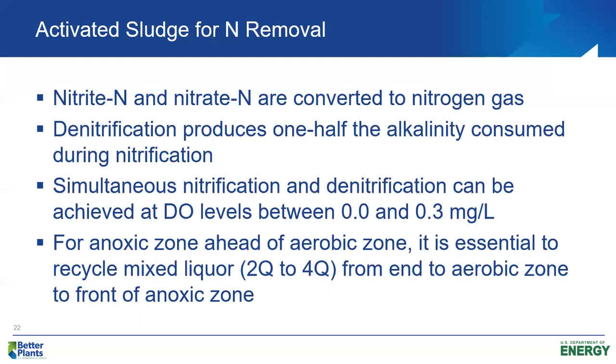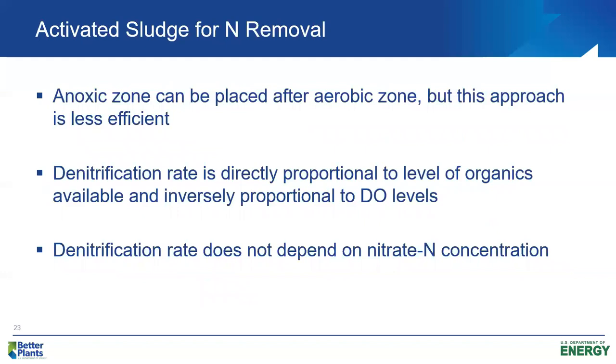So again, we talked about the anoxic zone, and it's very important to recycle mixed liquor from the aerobic zone to the front of the anoxic zone if we're using the pre-anoxic arrangement. We can also place the anoxic zone after the aerobic zone. We don't typically do that because the denitrification rate in the post-anoxic zone will generally be about 1/8 to 1/3 the denitrification rate in the pre-anoxic zone. And the reason for that is if we use a post-anoxic zone, most of the organic substrate has been degraded by the time it passes through the aerobic zone. So again, that's the main reason we want to have the anoxic zone typically ahead of the aerobic zone.